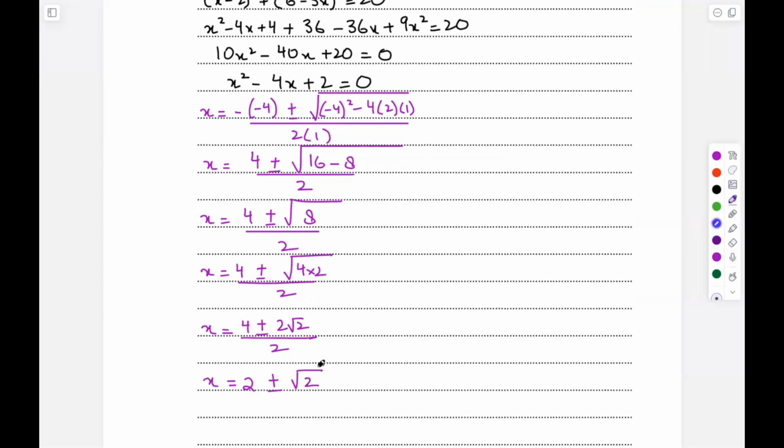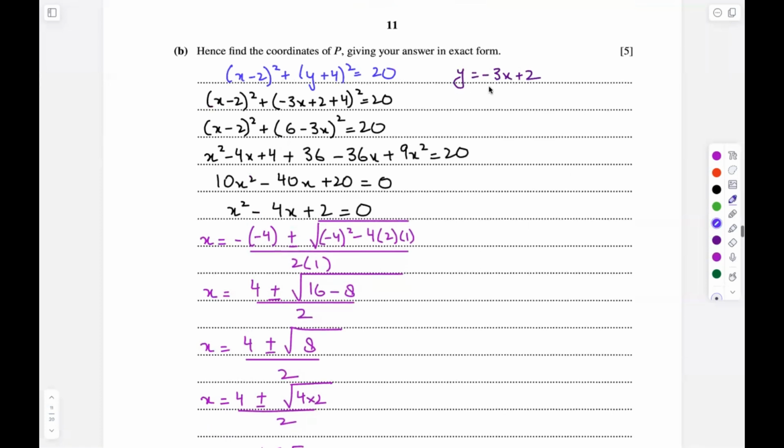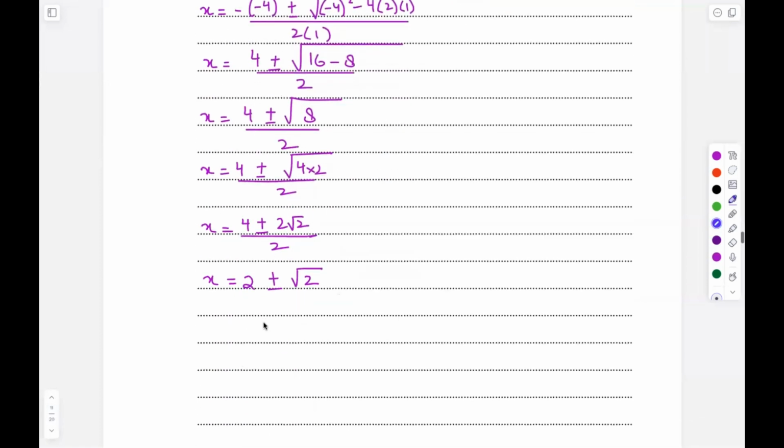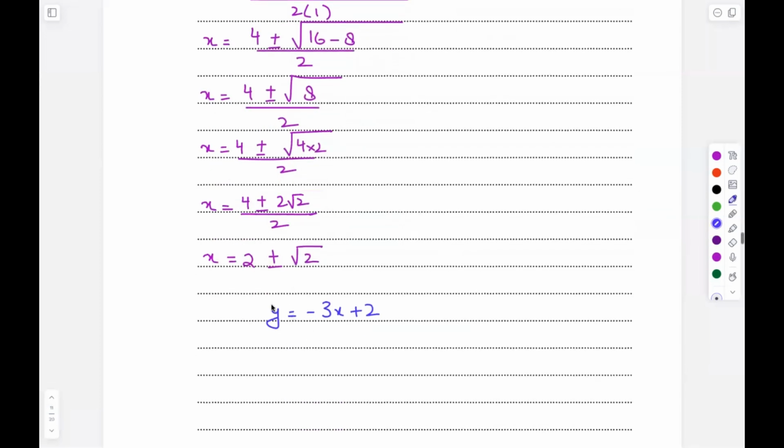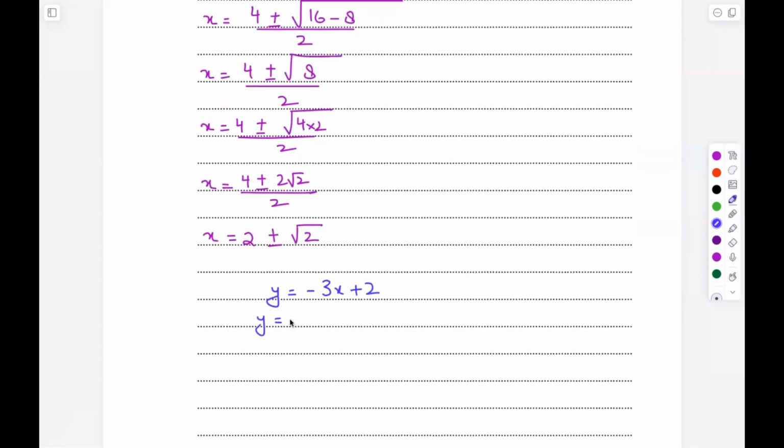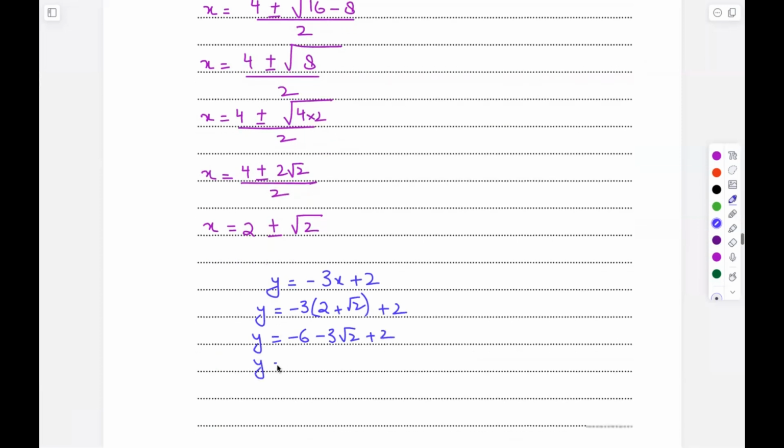Once we have the value of x, now we can find the value of y using the equation of the line BC. So the equation of the line was y equals minus 3x plus 2. Substituting, in place of x, we write 2 plus square root of 2. So this will become minus 3 into 2 plus square root of 2, plus 2. Simplifying this will be minus 6 minus 3 root 2 plus 2. So y will be equals to minus 6 plus 2, which becomes minus 4, so this will be minus 3 root 2 minus 4.